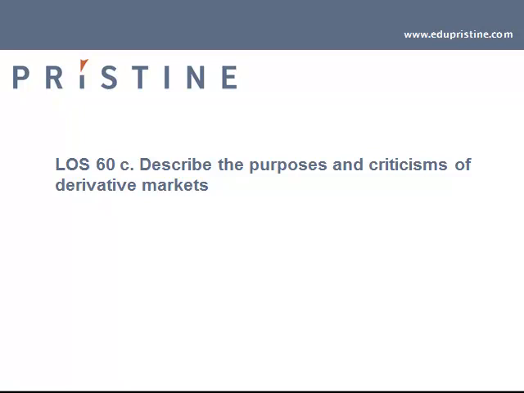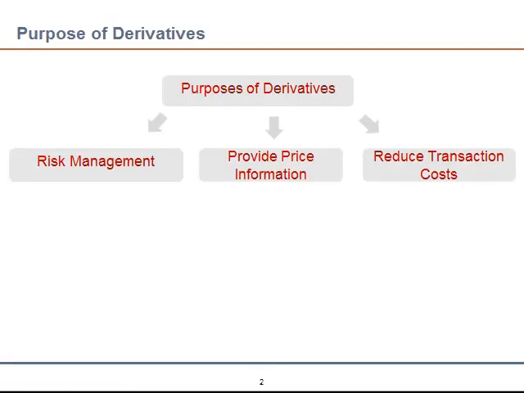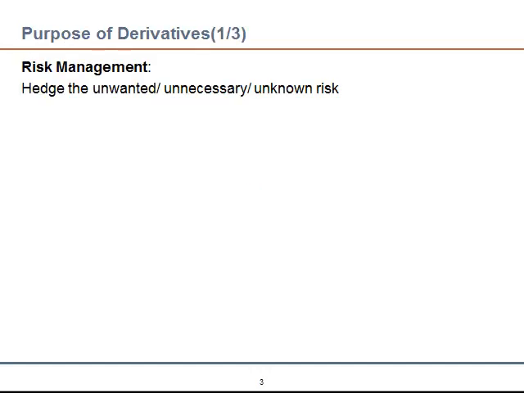Hi, in this session we shall discuss the purposes and criticisms of derivative markets. Derivatives have three main purposes. They help in risk management, they provide price information, and they help to reduce transaction costs. To begin with, let us understand risk management.